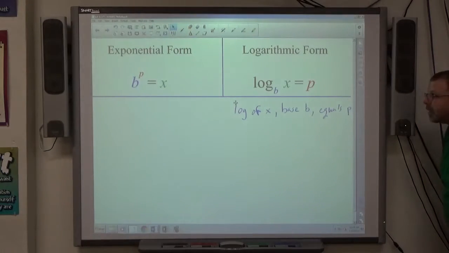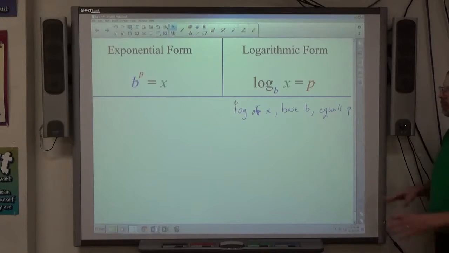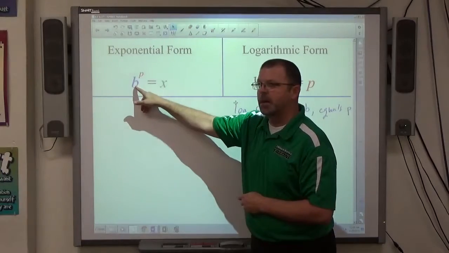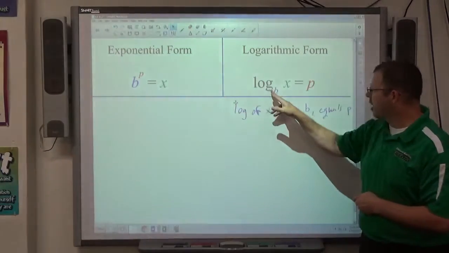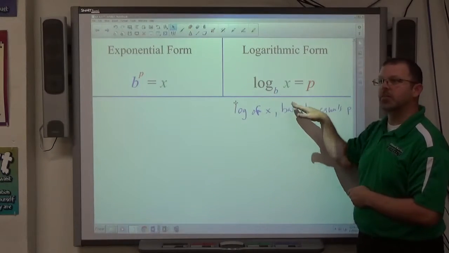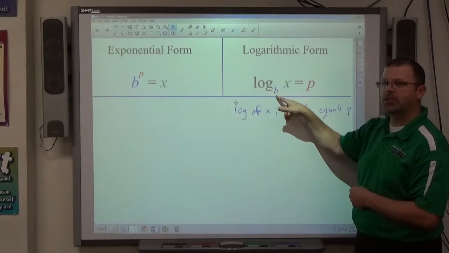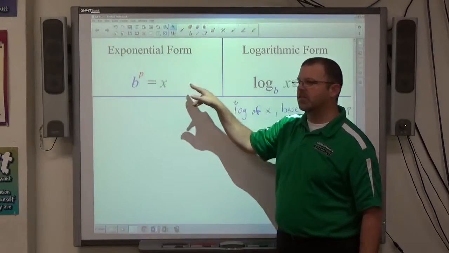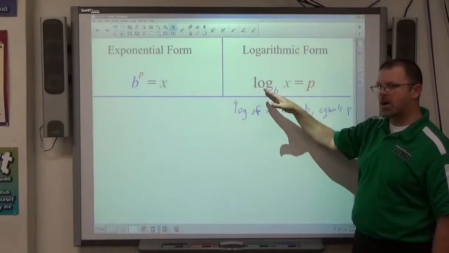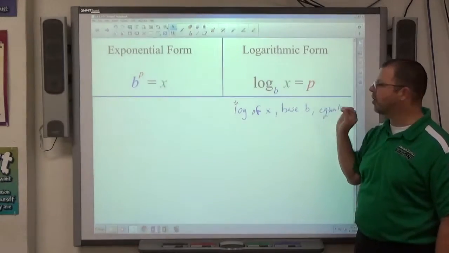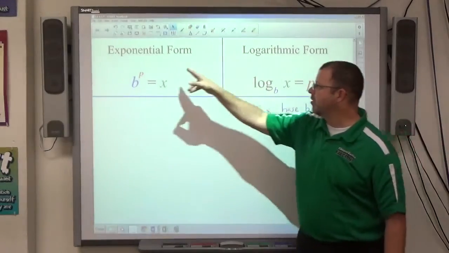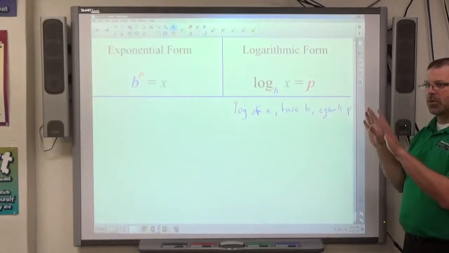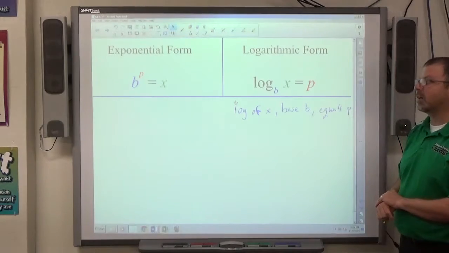All right. And if you notice where the pieces come from, if I have b to the p, b is the base. And notice log of x base b, b is still the base. It's located underneath the g of the logarithm. The answer to the exponential expression is the argument of the logarithm, log of whatever, the whatever is the argument. And then equals p, p is always the power. And it doesn't matter what you have in your statement, that's all a logarithmic expression is.